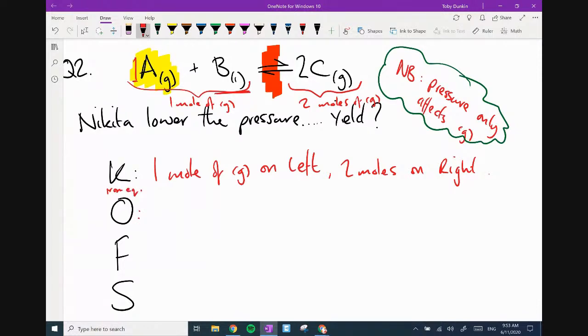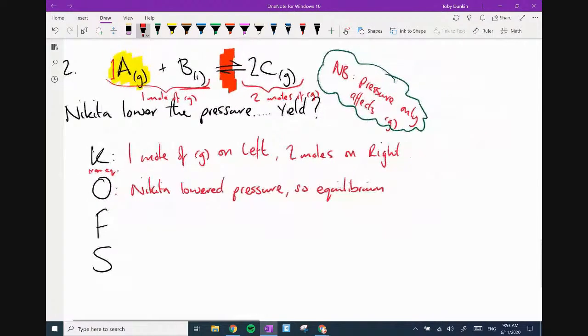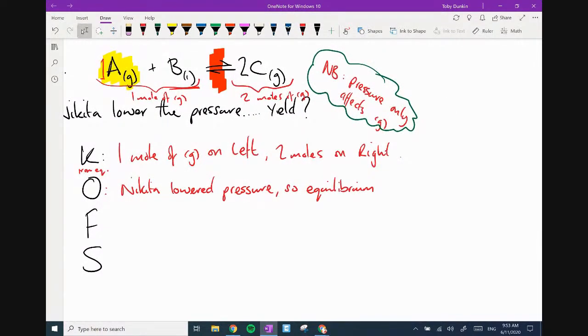Right, oppose. Right, what did Nikita do? Nikita lowered the pressure. So equilibrium will raise the pressure. You can't just say the equilibrium opposes the change. It's not enough, guys. It's not enough. Yeah? So equilibrium will raise pressure.